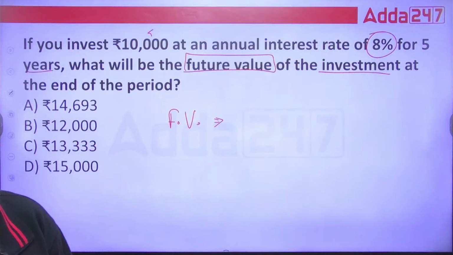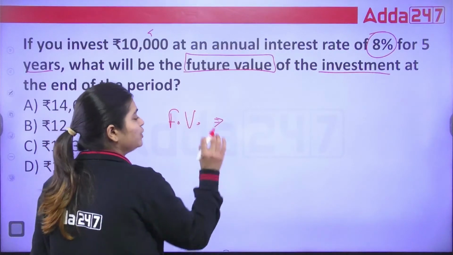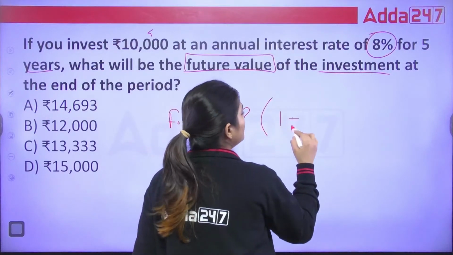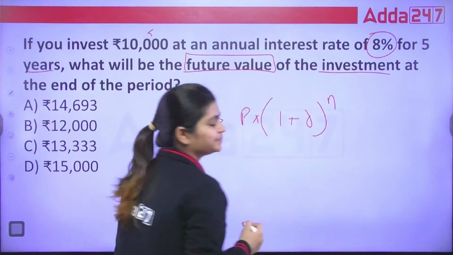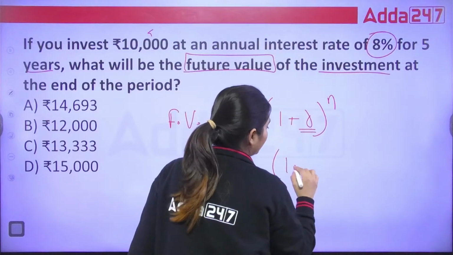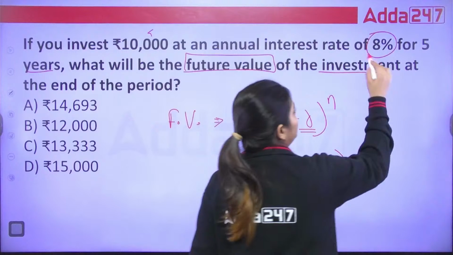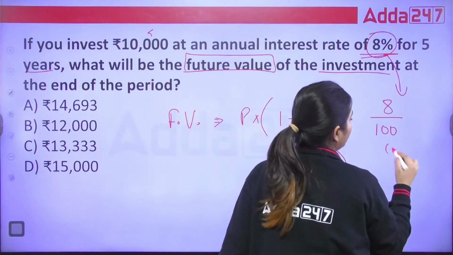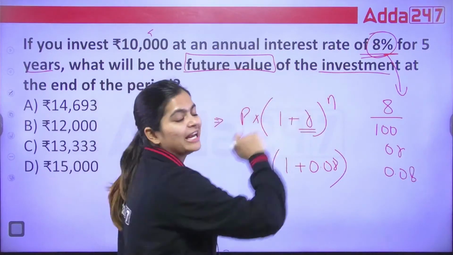For the calculation of future value, what do we do? We use this formula: future value equals principal amount into, in bracket, 1 plus r to the power n. R is your interest rate. So in bracket we are going to write this. How to convert 8% into a fraction? You can use 8 divided by 100, or 0.08. This is the fractional form of 8%.